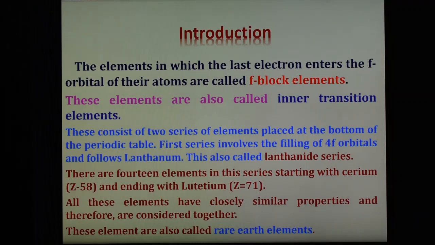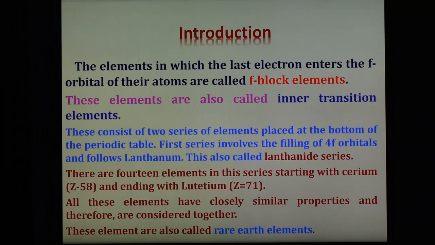The elements in which the last electron enters the f orbital of their atoms are called F block elements. In these elements, the last electron is added to the anti-penultimate energy level, that is the (n-2) f shell. These elements are also known as inner transition elements. These consist of two series of elements placed at the bottom of the periodic table. These two series are generated by the filling of electrons in the 4f or 5f orbital.